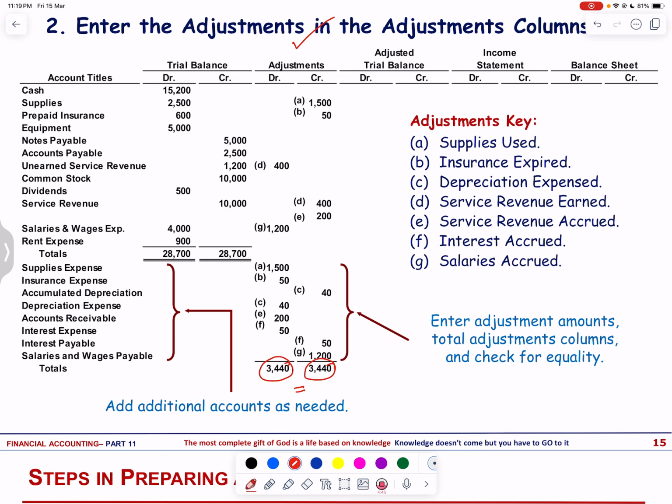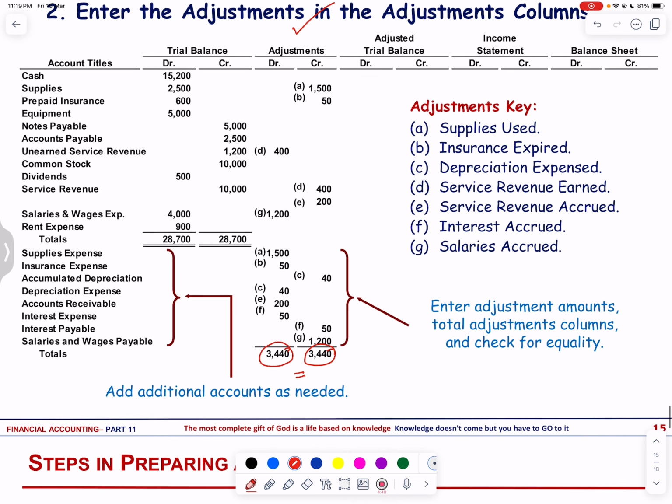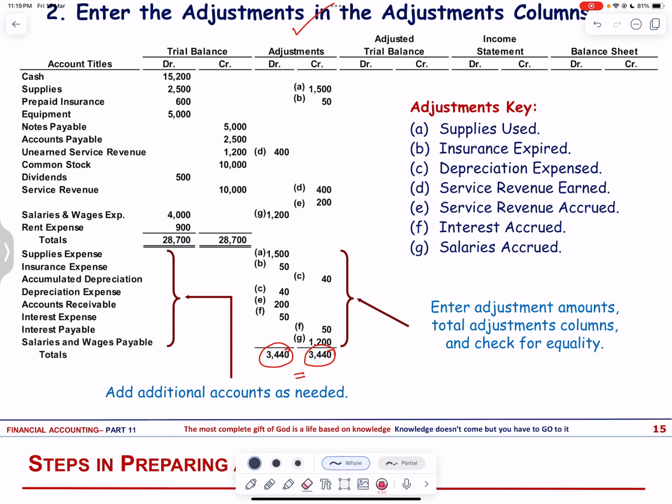So remember that if the accounts do not appear in the trial balance, then we have to add those accounts as and when required for adjustments.